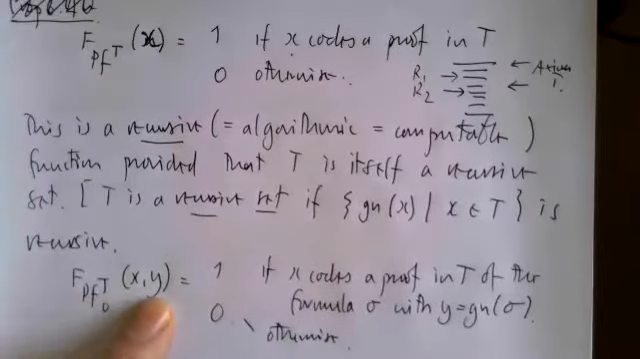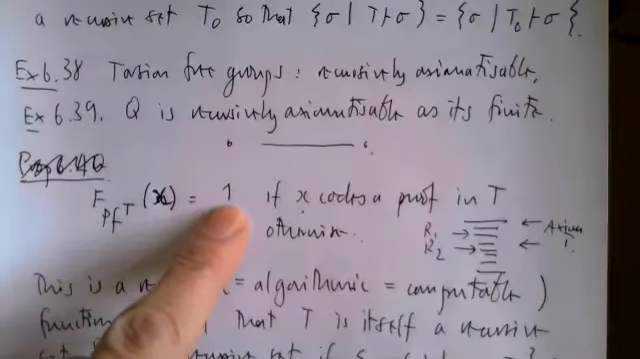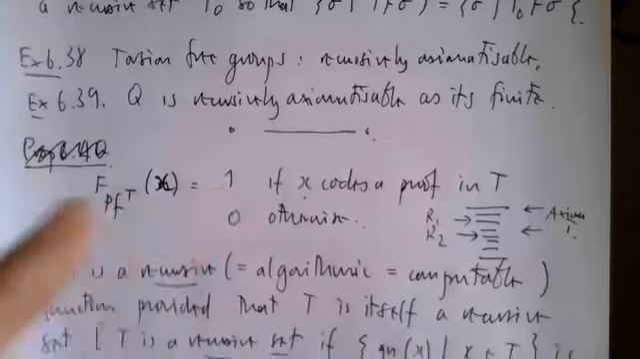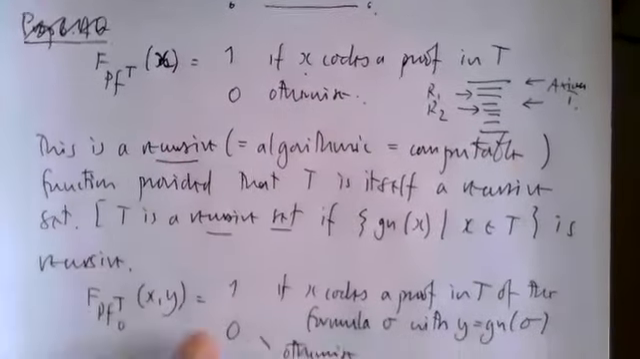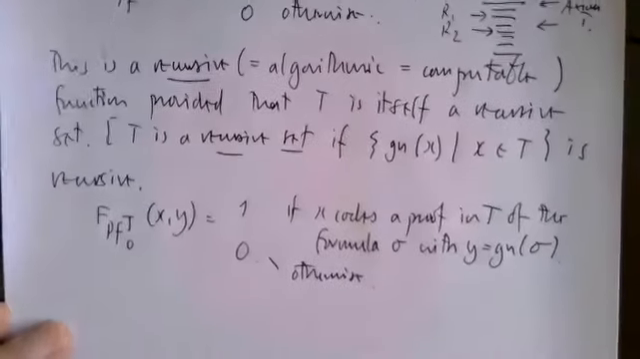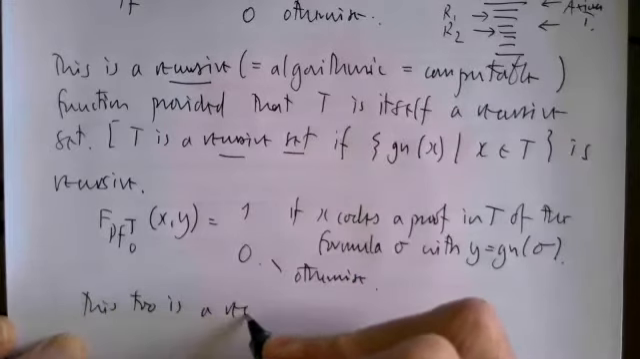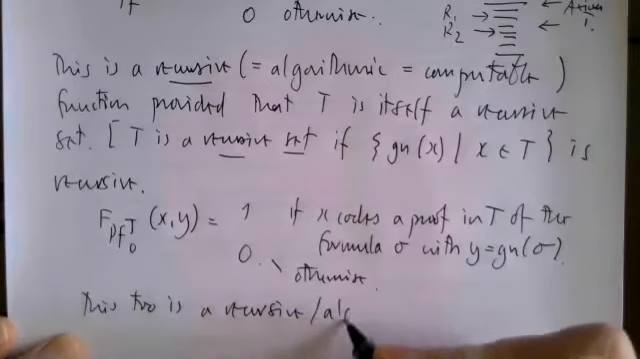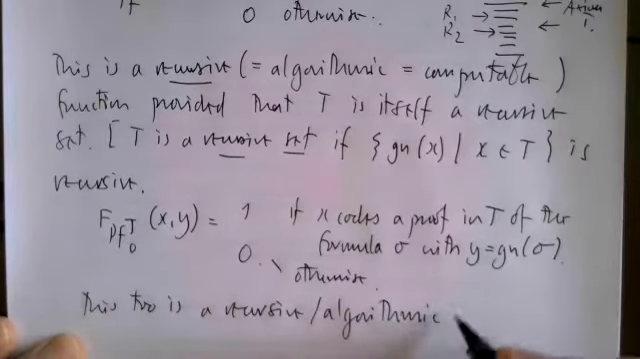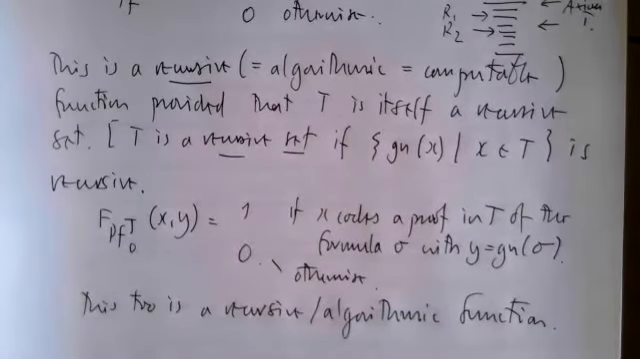Here there are two inputs, x and y. What does the algorithm do? It first checks whether this function is a one. It checks that x codes a proof, and then it just looks at the last line of the proof and sees whether that's coded with y or not. So then it can output one or zero. So again, this is a recursive or algorithmic function. Okay.